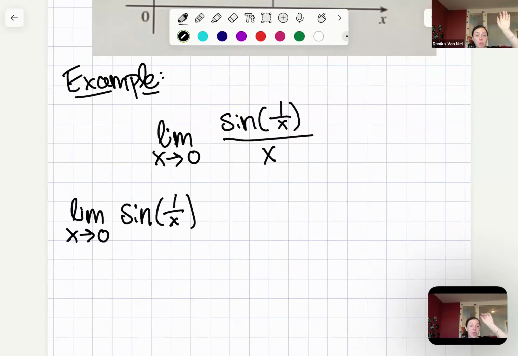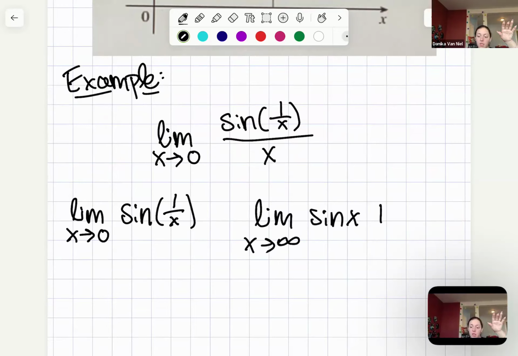As x approaches 0, 1 over x is approaching either infinity or negative infinity, depending on which direction we're going in. But remember, this does not exist. And neither does it as x goes to negative infinity, because remember, they just keep oscillating forever and always between 1 and negative 1. So it's not like approaching anything. It just keeps oscillating as it keeps going. So this one really doesn't exist.